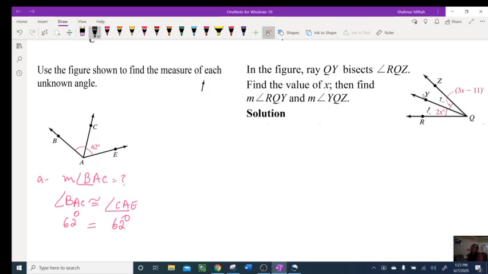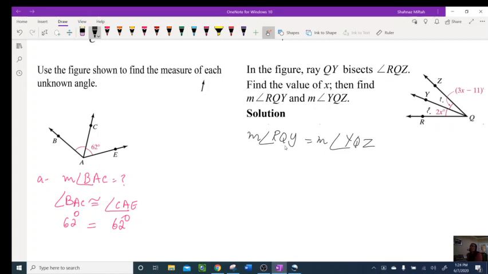And they are telling me this is a bisector. If it's a bisector, that means this angle, RQZ, is divided in half. And you can tell they have one arc, so it means they are congruent to each other. So what are we going to do? We're going to say the measurement of angle RQY is equal to the measurement of angle YQZ.